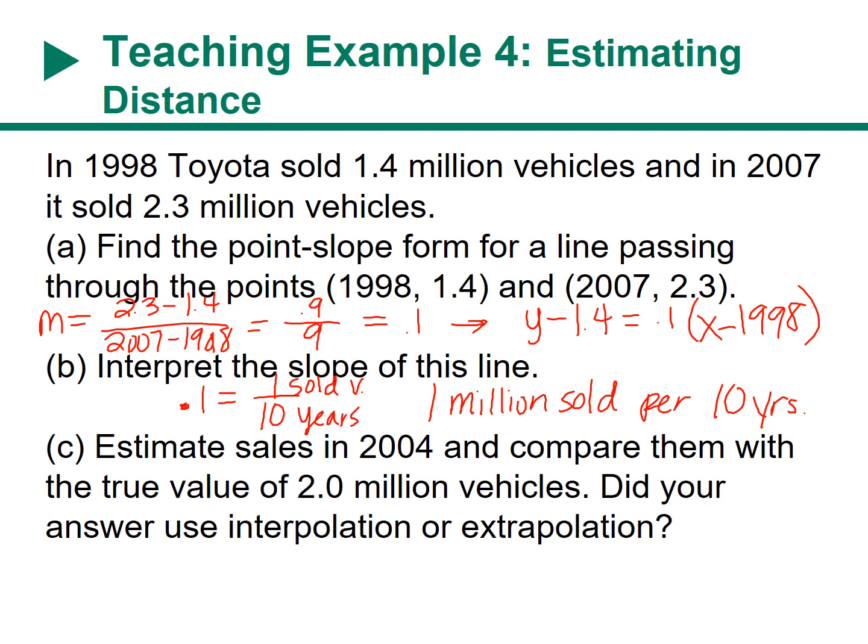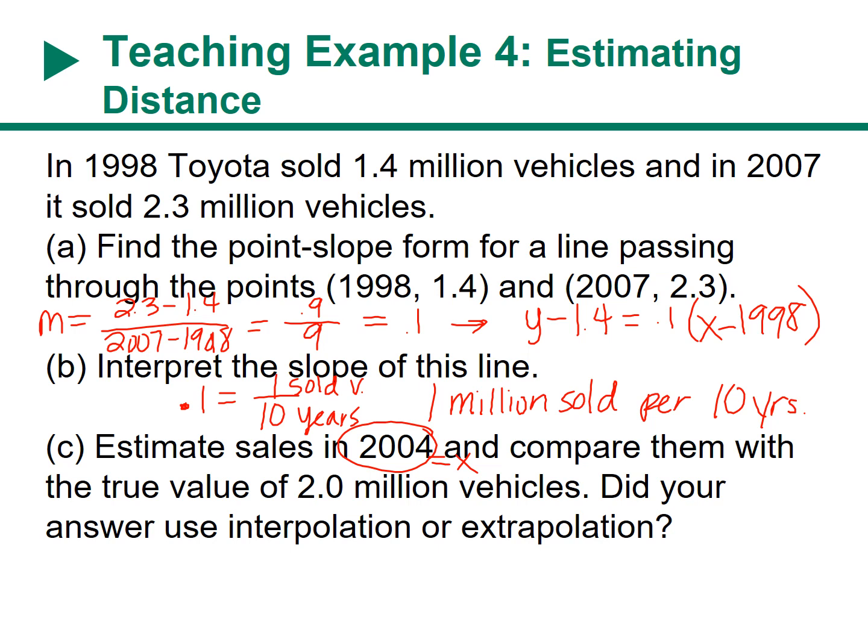Estimate sales in 2004 and compare them with the true value of 2.0 million vehicles. Okay, so it's telling us our year that it wants to estimate. So is the year our x or our y variable? Year is our x. So we want to know if x equals 2004, what is y going to be? So it's giving me my x, which means I'm going to substitute that value in, right? And then solve for y.